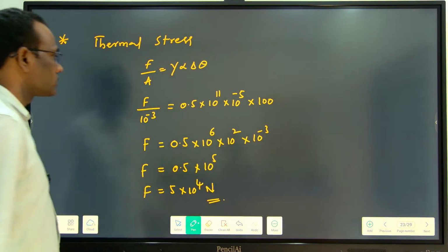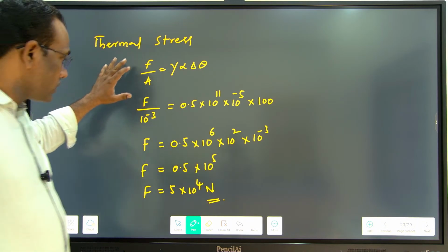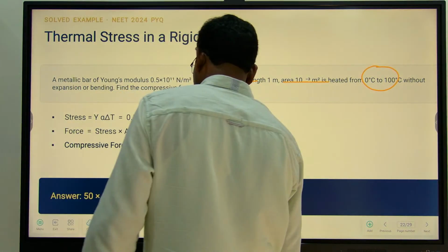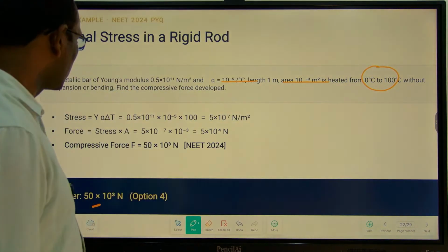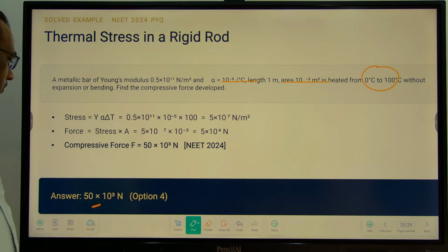So you are asking for the force. Use the same formula, thermal stress. Check once. Is that correct or wrong? 50 into 10 power 3. Okay, that is correct. 50 into 10 power 3 Newton is also correct.